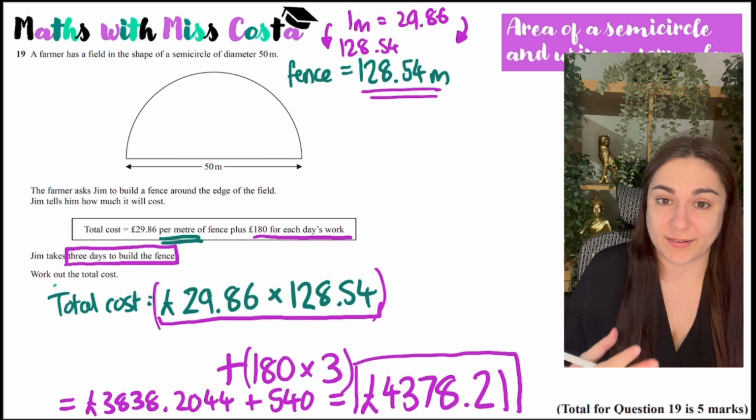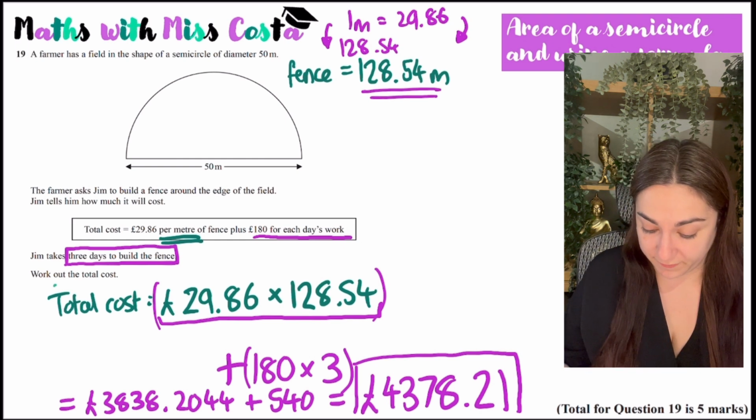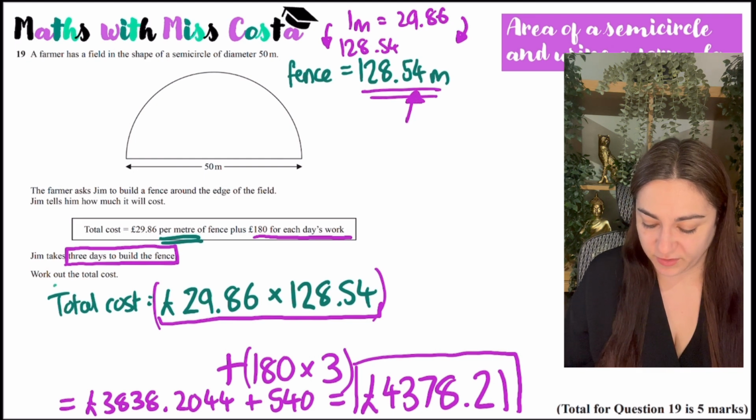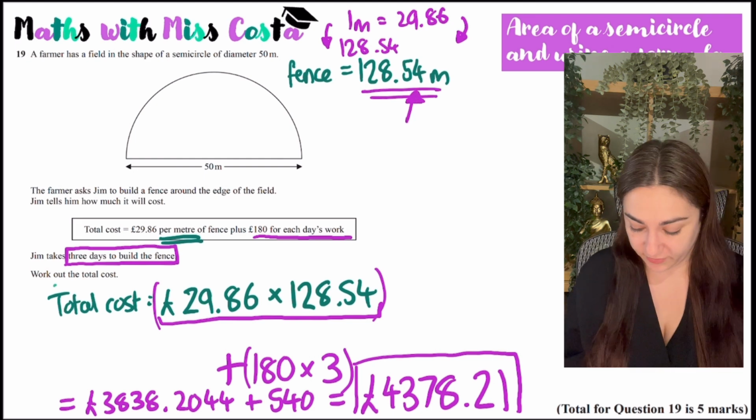Generally it's best not to round anything up until the very end. I rounded over here. Ideally, if you don't round, then you're going to get the most accurate answer.